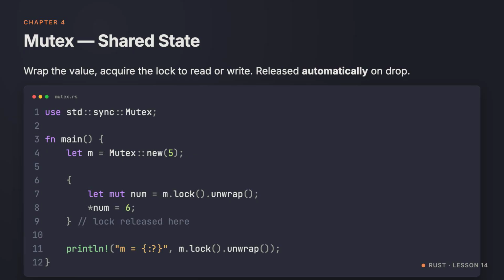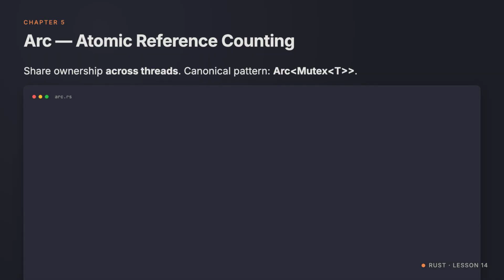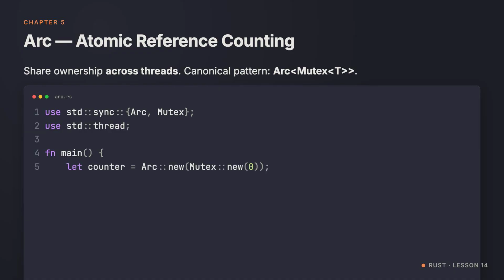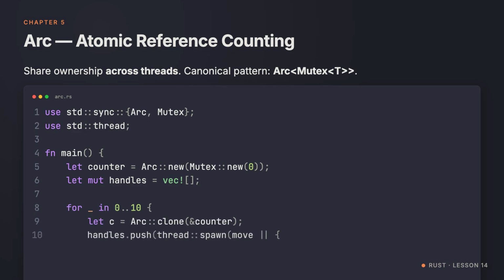In the example, we wrap an integer in a mutex, lock it briefly to change the value, and let the guard drop to release. To share a mutex across multiple threads, you need a thread-safe shared owner. Rc from the last lesson won't work. Rc uses a non-atomic counter, which would race between threads and produce undefined behavior. The compiler refuses to let you use Rc across threads for exactly this reason. That's where Arc comes in, the atomic counterpart.